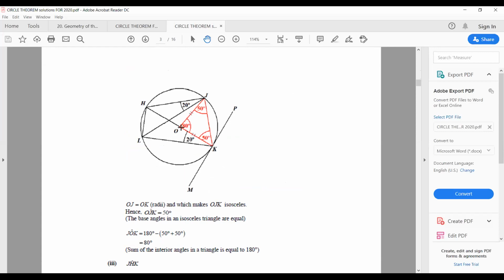And since we know that OKJ is 50, and we know that base angles are equal in a triangle, that means that here is also 50 degrees. All right? And 50 and 50 is 100, and 180 take away 100, because angles in a triangle add up to 180, will give us 80 degrees. So that's why I got 80 degrees here.